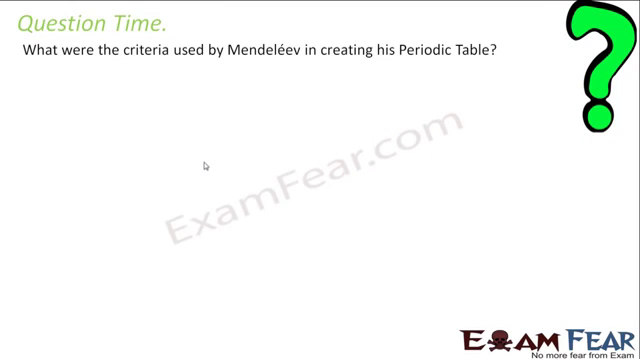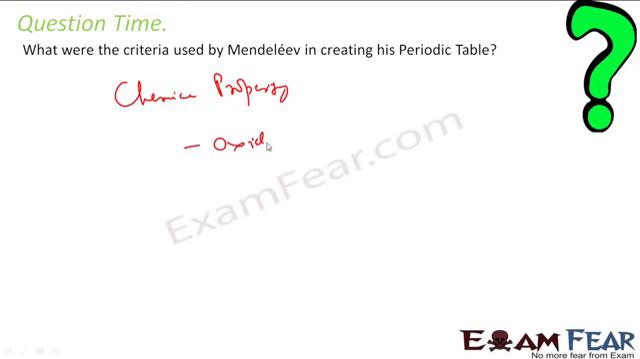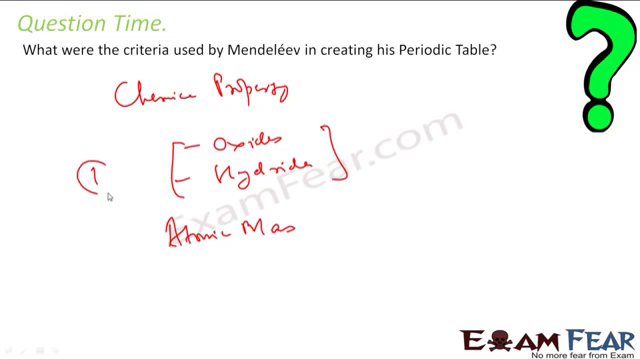What was the criteria used by Mendeleev in creating the periodic table? Obviously, he used the chemical property, right? So he found the oxides and hydrides of the elements, and based on the oxides and hydrides, he created the groups. And then ordering in the group was based on atomic mass. So this was the first criteria, this was the second criteria.